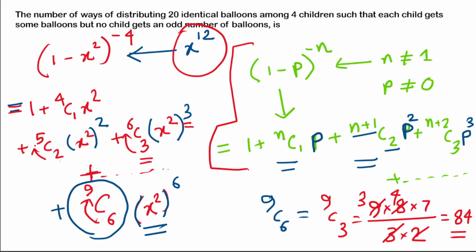One other thing I would like to tell you is that we could have engineered the whole problem in this way because it is written 20 identical balloons. Whenever there are non-identical balloons, this particular approach will not work. Hope that makes sense to you.